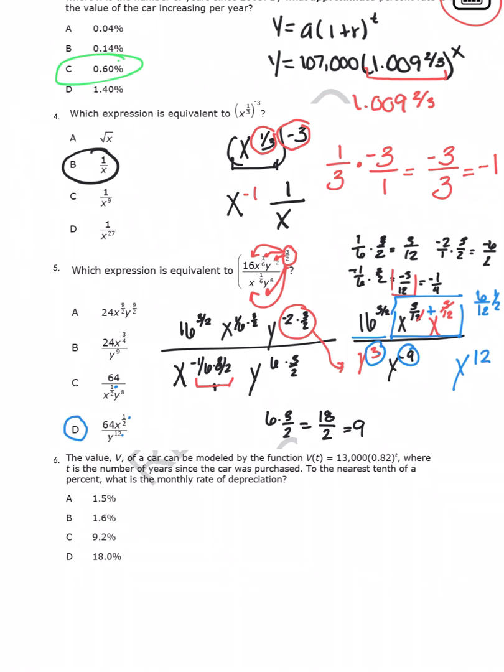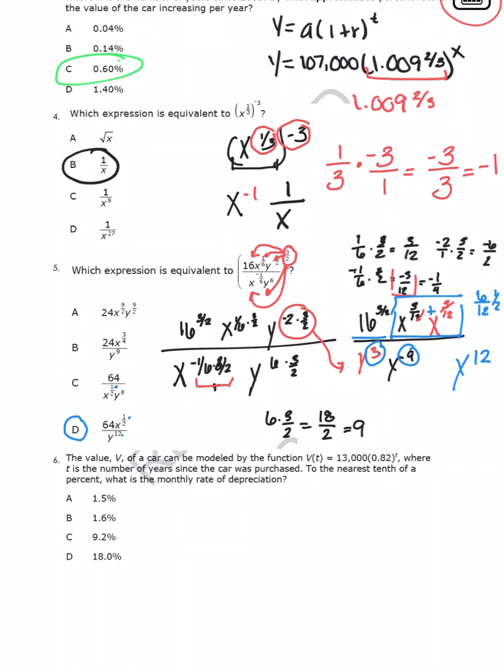So number 6, the value v of a car can be modeled by the function v of t. Let's just go ahead and call that y is equal to 13,000 times 0.82 raised to the t power. Okay, so first thing I see is, thank goodness, we don't have a fraction hanging out over here with the t where we need to remember our exponent laws. So we're just good to go with the normal way to solve an exponential growth or decay problem.